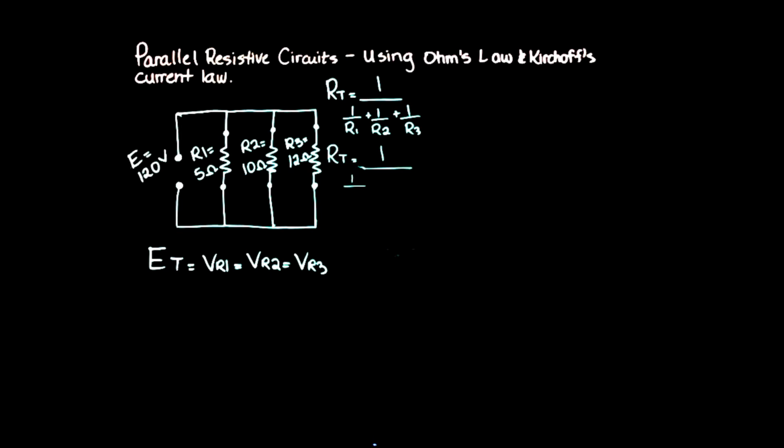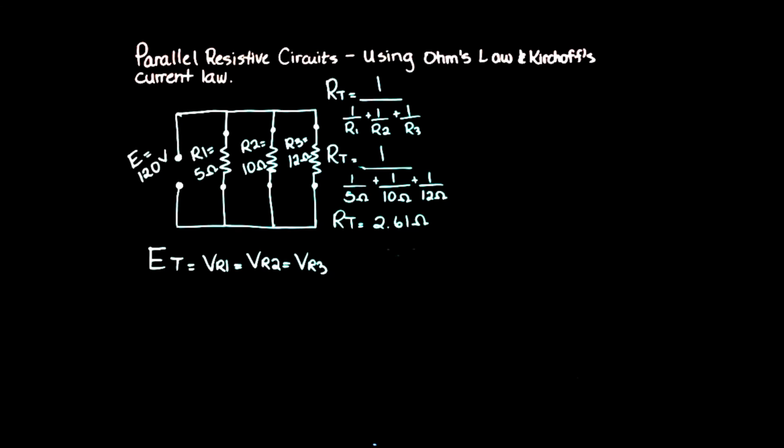So 1 divided by R1, which is 5 ohms, plus 1 divided by the second branch, which is 10 ohms, plus 1 divided by 12 ohms. This gives us a resistance total of 2.61 ohms. In a parallel resistive circuit, the resistance total is always less than the smallest branch of resistance in the circuit.